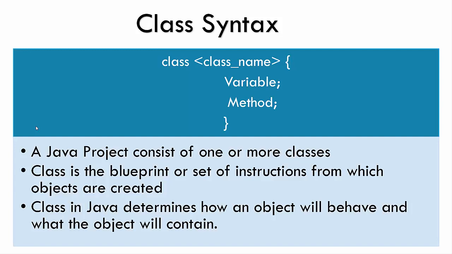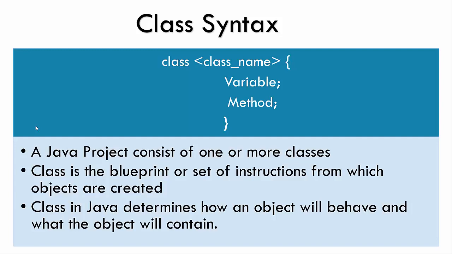Now there are a few thumb rules for a Java class. A Java project consists of one or more classes. A real Java project will have at least one class, and it can have n number of classes as well. Now class is the blueprint and a set of instructions from which objects are created. This is really very important, and I'm going to talk more about it in my subsequent videos. Now classes in Java determine how an object will behave and what the object will contain.